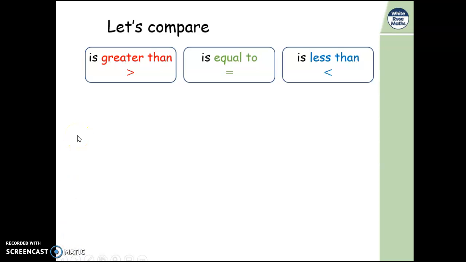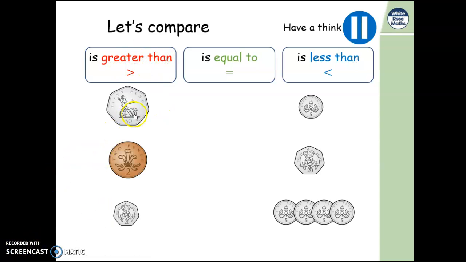Now remember, when we're looking at greater than or less than, we can use these signs. And remember that the crocodile always eats the biggest number. So we have 2 coins. We need to decide if this coin, 50p, is greater than, equal to, or less than this 5p. Now we should know just by looking at the value that that's 50, that's 5, this is the biggest value, so our crocodile is going to eat 50p. This 50p is greater than 5p.